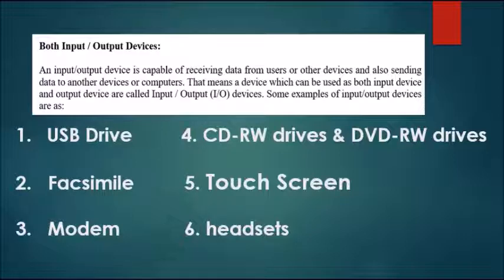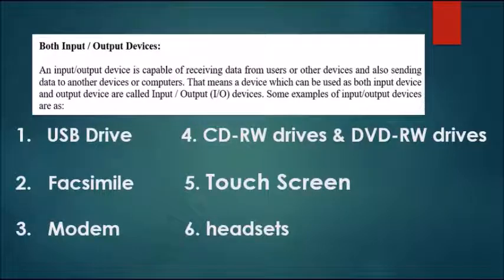You must have heard this word, fax. It is a machine which has a scanner, which is an input device, and a small printer to provide output. So it's two in one, input also and output also. Then modem, it is used to transmit and receive data from one computer to another computer or other devices using telephone lines. Then CD writer drives and DVD writer drives.